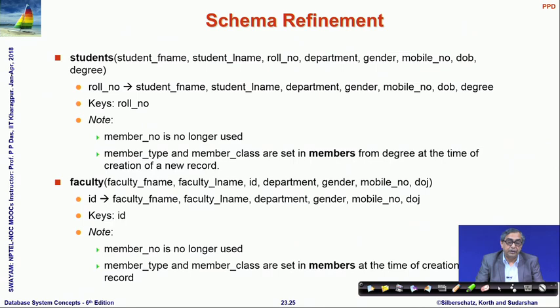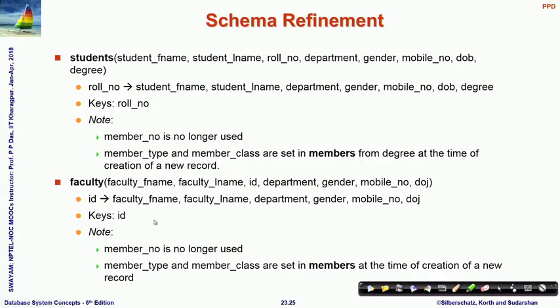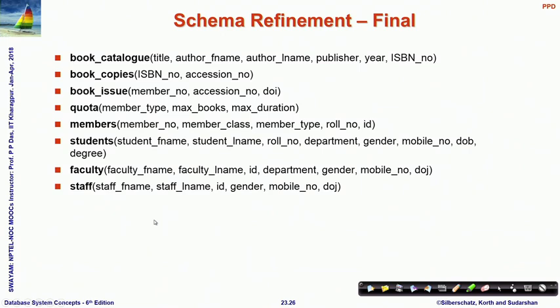So, when a new student record is created, an entry will happen in this relation, as well as a corresponding entry will need to happen in the members relation, where the membership number is given and the membership type will be derived from the degree. A similar change will happen in terms of the faculty as well.